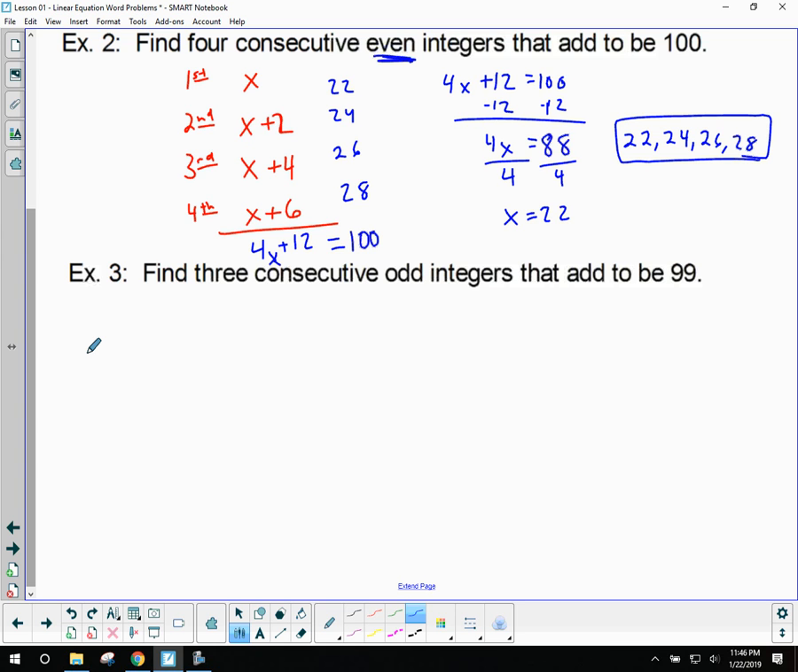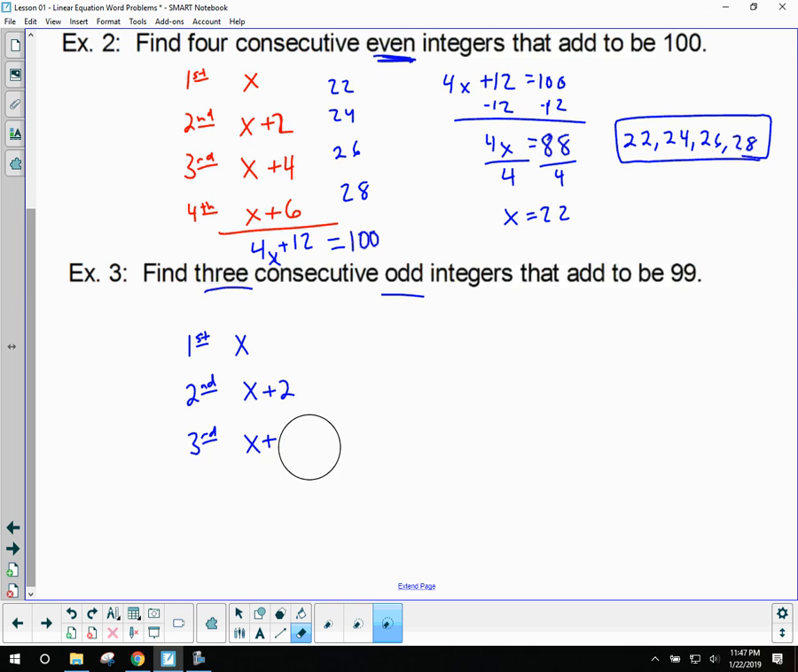Odd integers, we need 3 of them. So x, that's the first one. Second one, remember our notes. Our notes say should be x plus 2. We already discussed this. Third would be x plus 4. Check the notes, Mr. C. There we go. Add them up. 6, 3x. All that should equal 99.